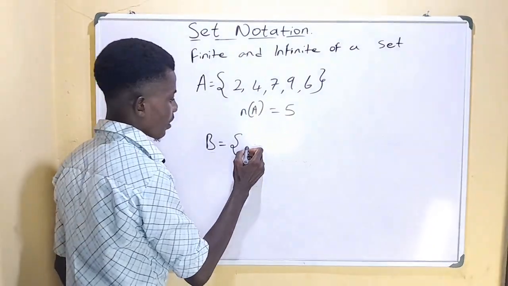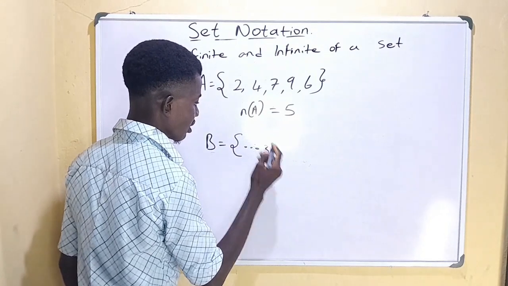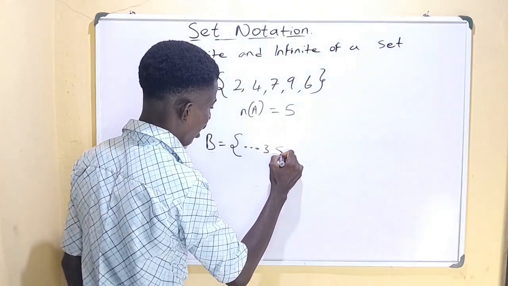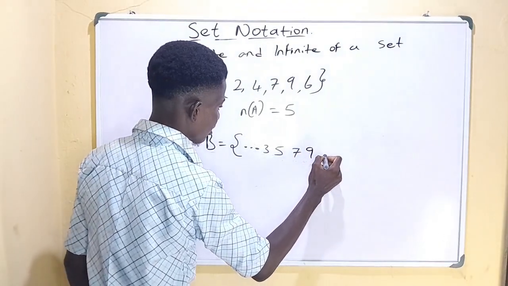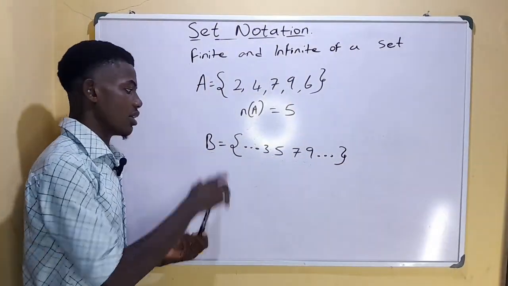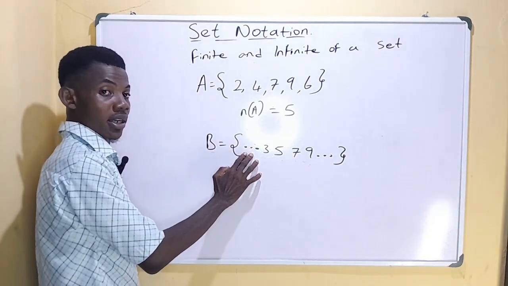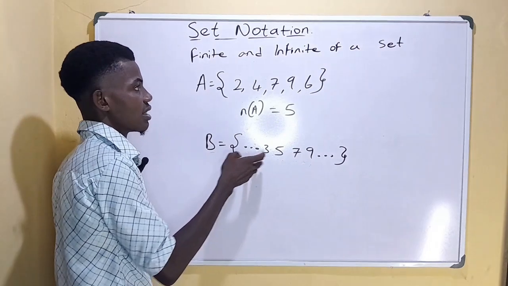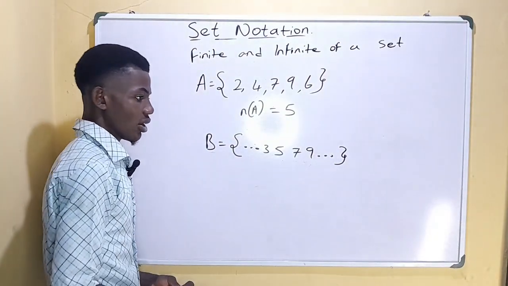But for an infinite set, let's see set B, let's say dot dot dot, 3, 5, dot dot dot. This means that set B is infinite. It doesn't have any beginning, and it doesn't have any end. So set B is infinite, while set A is finite.